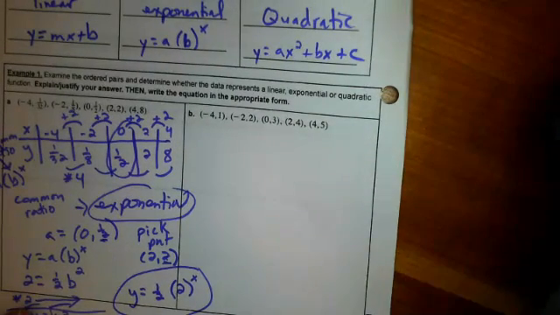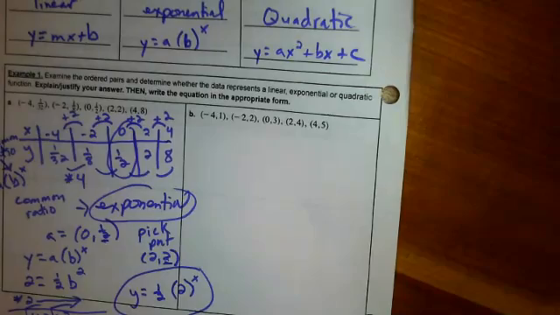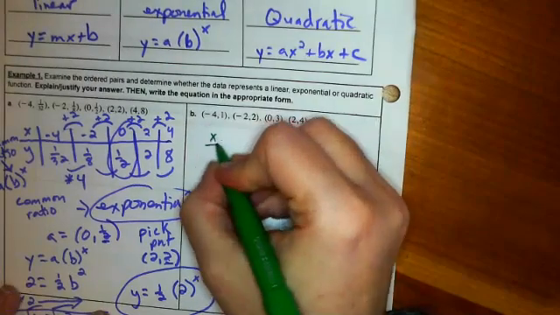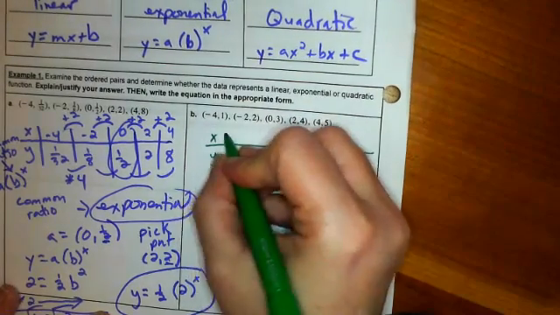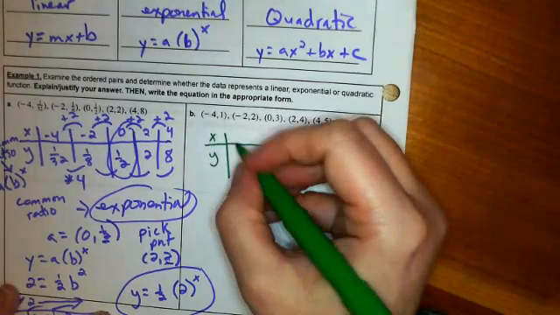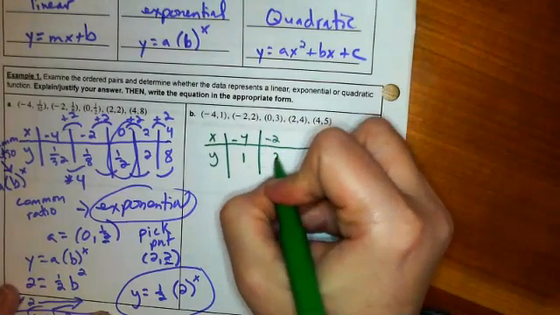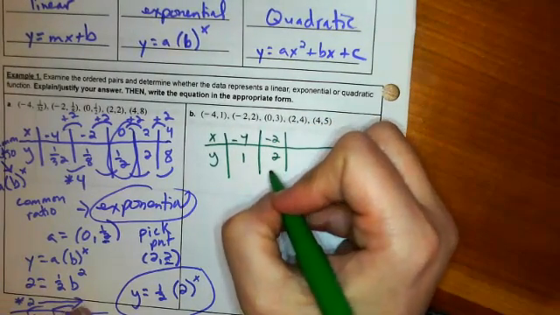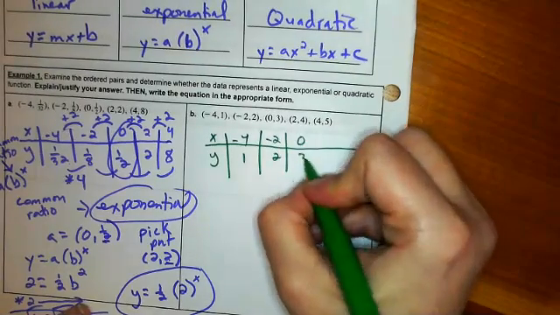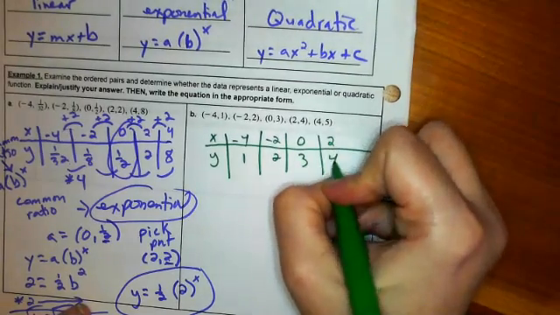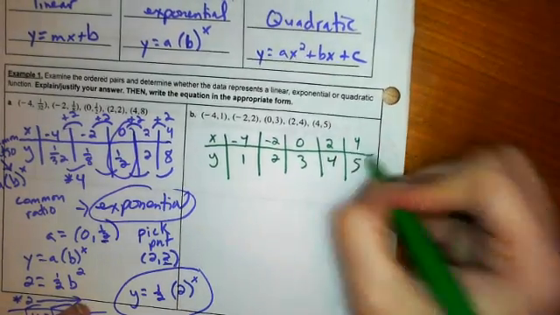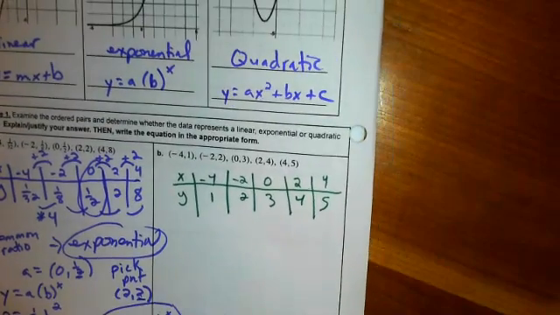It's going to make your life a whole lot easier if you do that. So I'm going to have my x and my y. Let's make sure they're in ascending order. We've got -4, 1; -2, 2; 0, 3; 2, 4; and 4, 5. Okay, let's see what we got here.